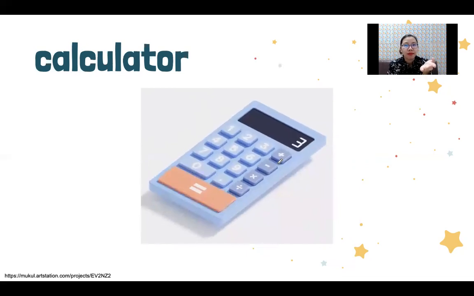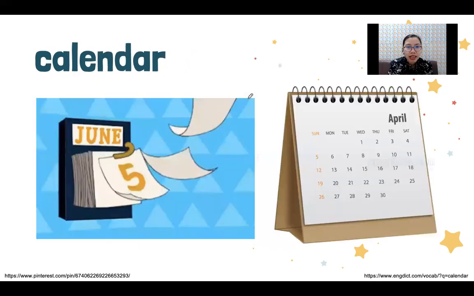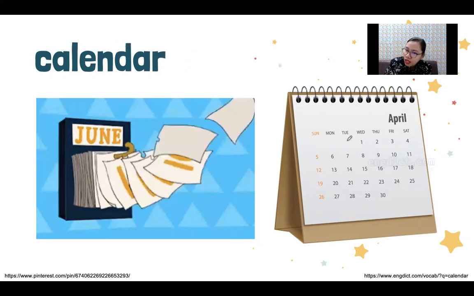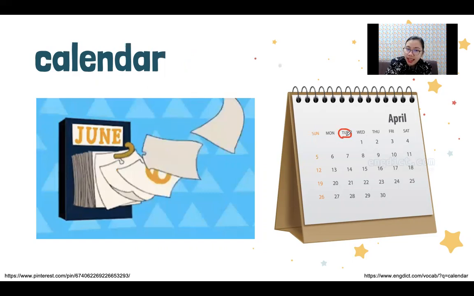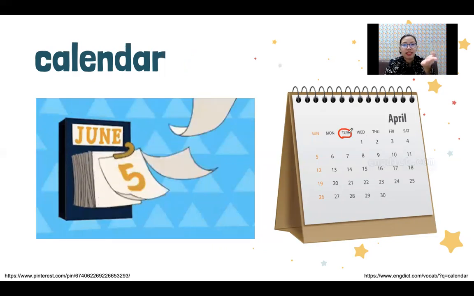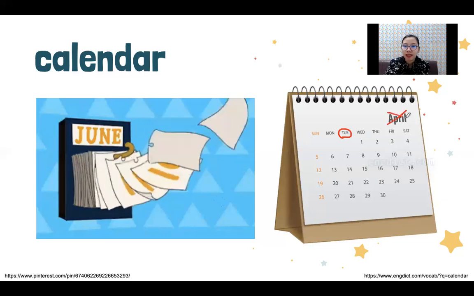Next, calculator. You use a calculator to calculate. Good job. Next one, very easy. We use it to say the day. What day is today? Today is Tuesday. Calendar. Today is Tuesday, but we can also check the month, April.